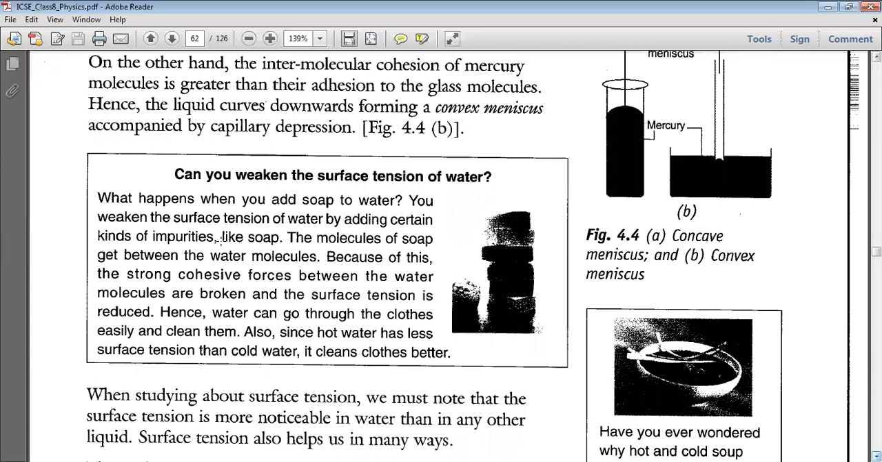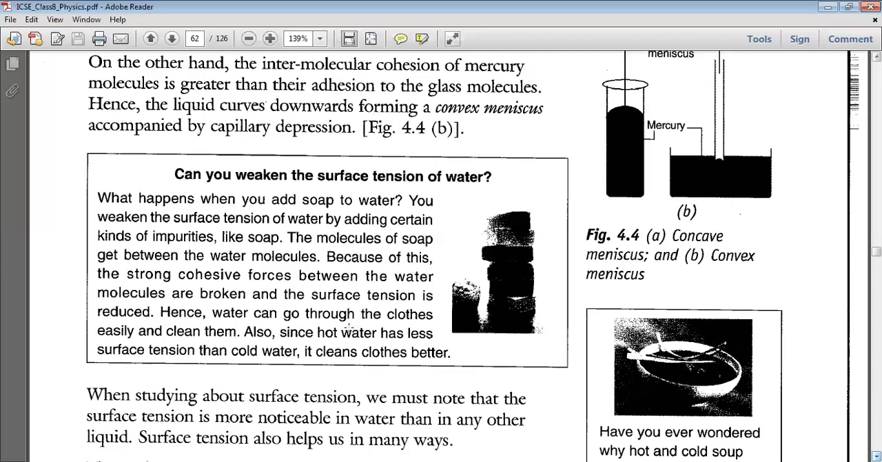So soap acts like an impurity over here because it introduces certain molecules which are not the same as water. So the molecules of soap get in between the water molecules, and because of this, the strong cohesive forces which exist between water molecules are broken. So surface tension is reduced. So water can go through the clothes easily and clean them. So easily it can pass through that.